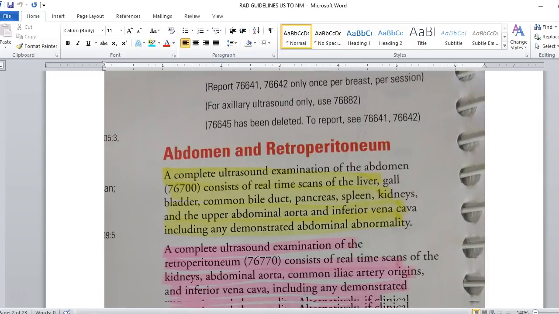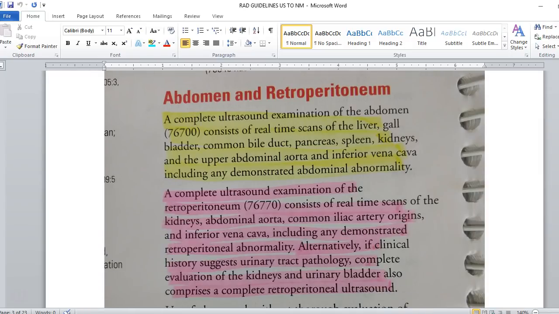Then we get to the abdomen and retroperitoneum. Okay, so again, a complete ultrasound examination of the abdomen consists of real-time scans of the liver, gallbladder, common bile duct, pancreas, spleen, kidneys, and the upper abdominal aorta, inferior vena cava, including any demonstrated abdominal abnormality. Okay, so for instance, I don't have a gallbladder, it was removed. But as long as they go through all of those other anatomic sites and say, gallbladder surgically removed 2013, then it can still be considered a complete ultrasound. But again, if we're only doing part of that, it's going to be limited.